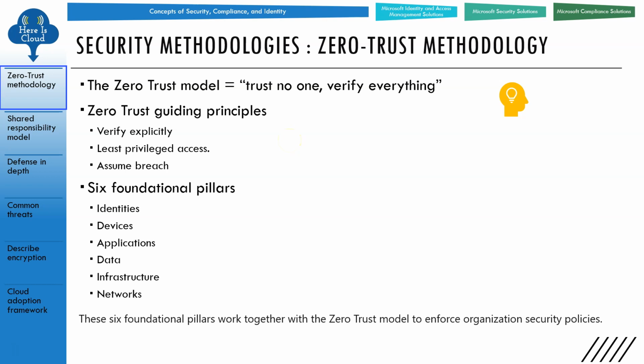It has six foundation pillars. You need to remember all six. There could be a question, hey, is this one of those six pillars? They are identity, devices, applications, data, infrastructure, network.